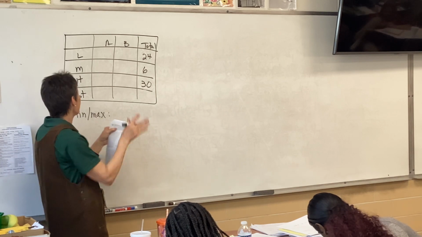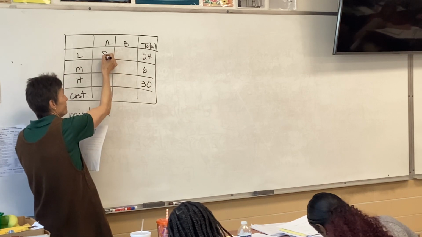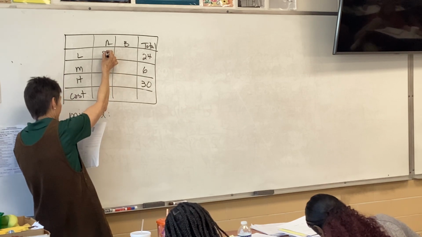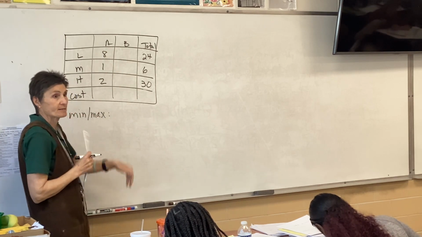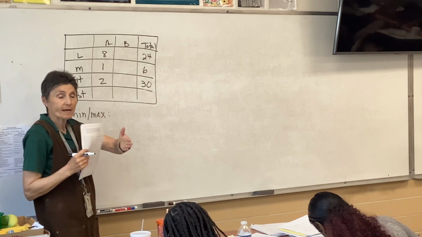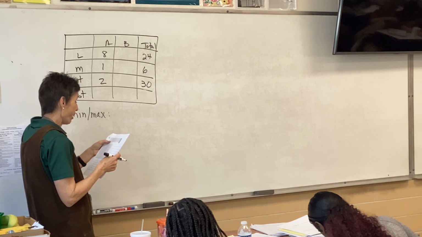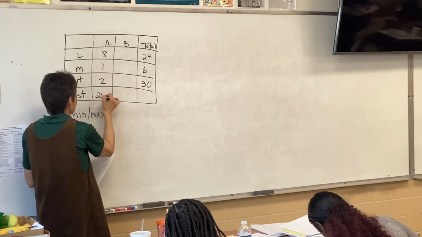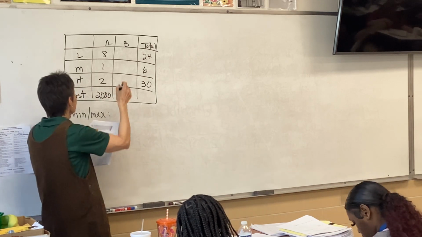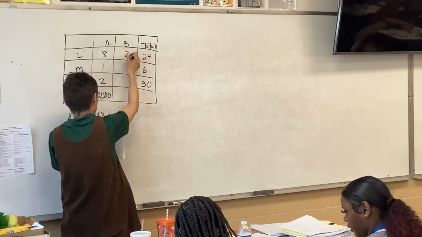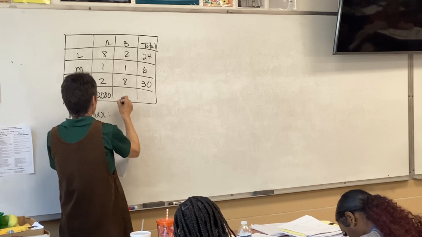All right, factory A produces 8 tons of low grade, 1 ton of medium, and 2 tons of high. Does that make sense where I put those numbers? Factory A costs $2,000 a day to operate. Factory B does 2, 1, and 8, and it costs $4,000 a day.